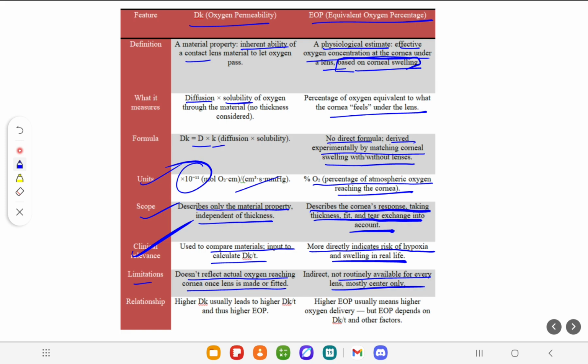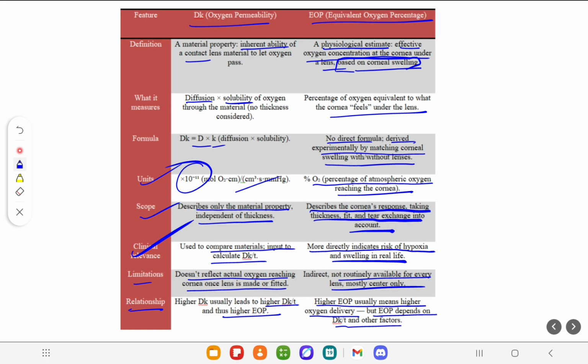It's not possible for every lens. So the relationship: the higher the Dk usually leads to higher Dk/t and thus higher EOP, which is very important. As a clinician, as a student you have to understand the higher the EOP usually means higher oxygen delivery. But EOP depends on Dk and other factors. Yes, definitely, these are all interconnected, isn't it?